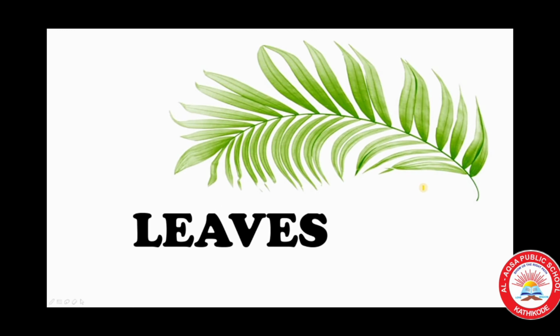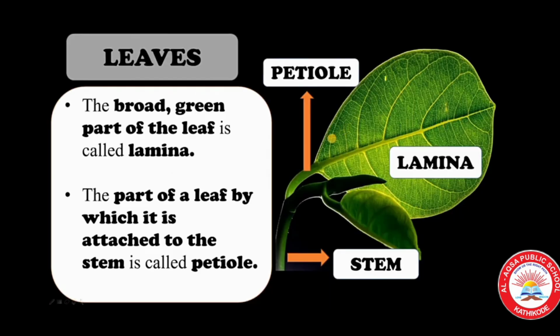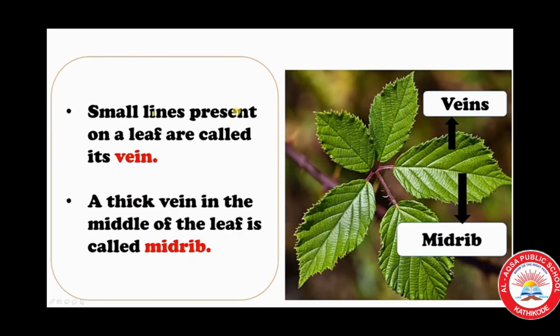Let us discuss the next part, leaves. The broad green part of the leaf is called lamina. Can you see that? Okay, that is lamina. And the part of the leaf by which it is attached to the stem, this portion, is called petiole. So, lamina and petiole are very important.